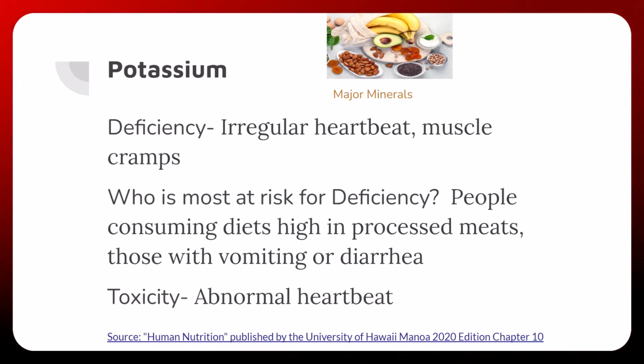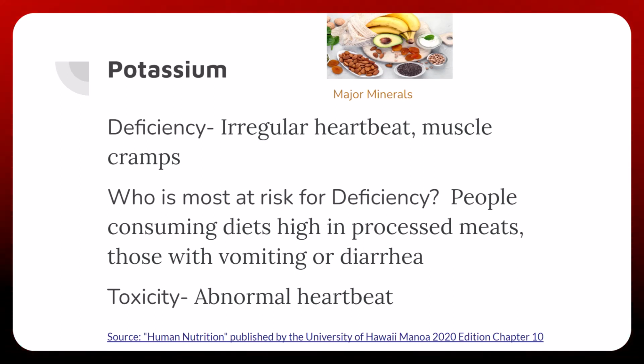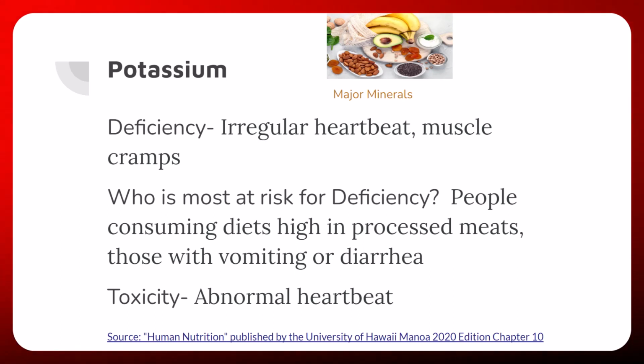If you had a potassium deficiency, you would have irregular heartbeat and muscle cramps. Who is most at risk for such deficiency? People consuming diets high in processed meats and those with vomiting and diarrhea. So, if you had a potassium deficiency, people would be very worried about that, medically speaking, because a toxicity can cause an abnormal heartbeat, and a deficiency can actually cause an irregular heartbeat.